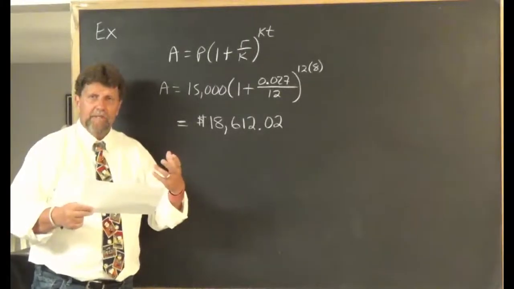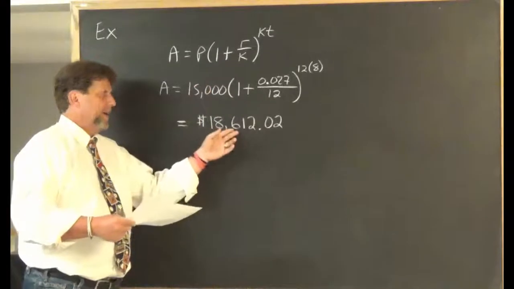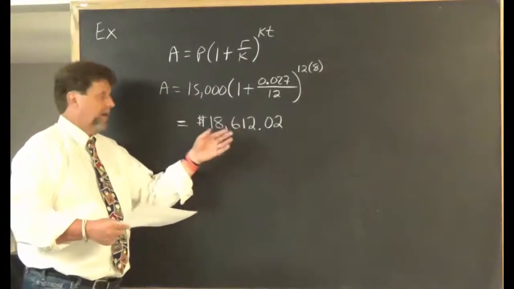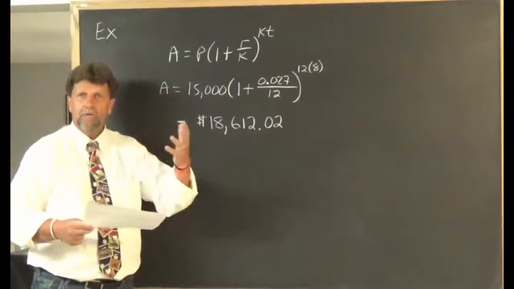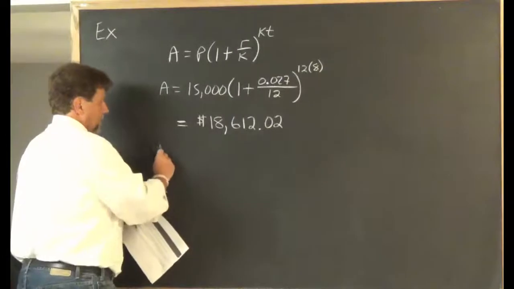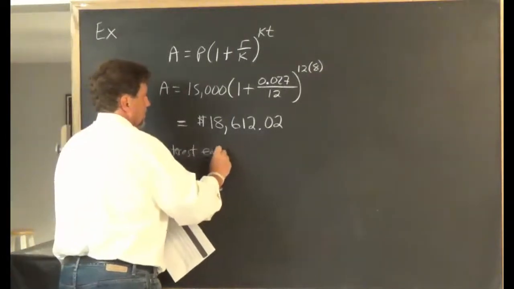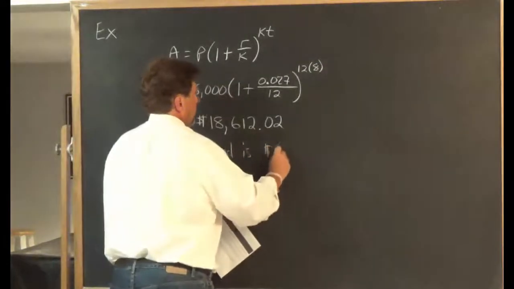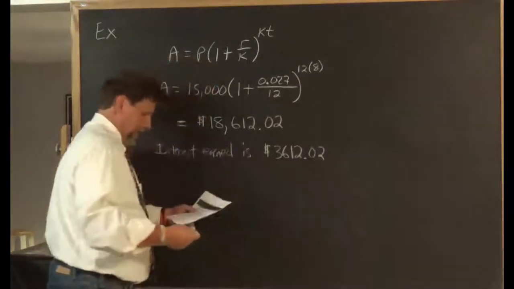Now, how much of that was interest? Well, if I put in $15,000 and in 8 years I have $18,612.02, I just subtract off that $15,000 from this amount, and that's how much interest I've earned. So the interest earned is $3,612.02.